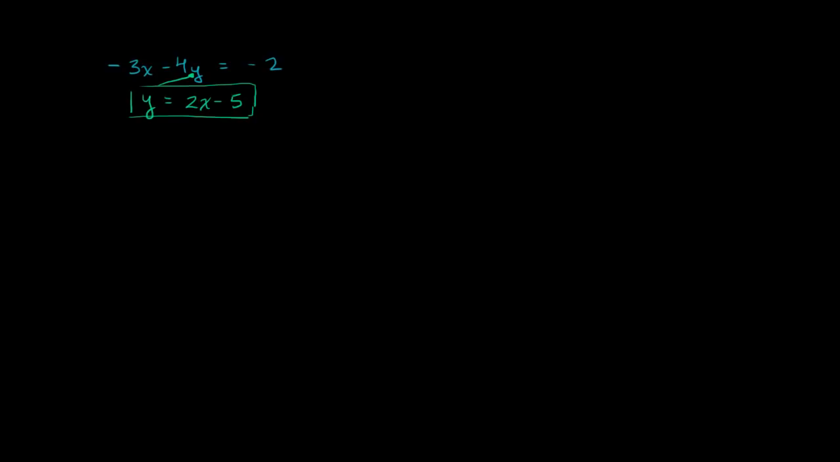So this first blue equation would then become negative 3x minus 4. But instead of putting a y there, the second constraint tells us that y needs to be equal to 2x minus 5. So it's 4 times 2x minus 5, and all of that is going to be equal to negative 2. So now we get just one equation with one unknown, and now we just have to solve for x. So let's see if we can do that.